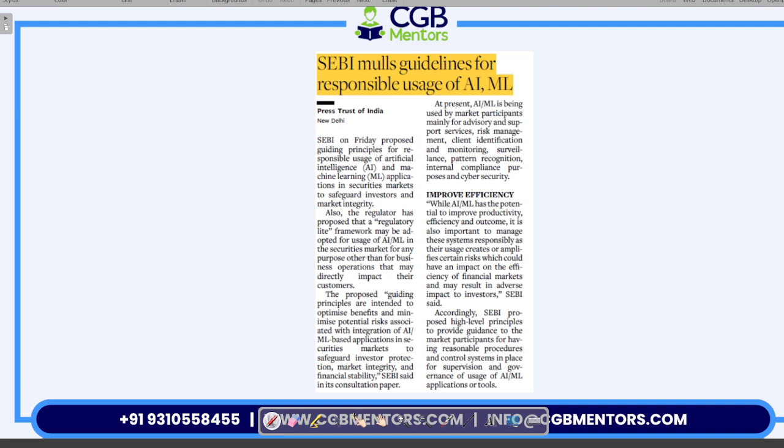Now, the next article that we have is SEBI releases guidelines for the responsible usage of AI as well as machine learning. See, we all know that AI is changing the landscape, not just in our regular day-to-day work, but also in stock exchanges. How can AI be used in the secondary market? See this. It is being used for advisory, for risk management, for client identification, for surveillance, for pattern recognition, and for cybersecurity. So SEBI is saying that we are going to bring in high-level principles on how we can handle this AI and machine learning system.